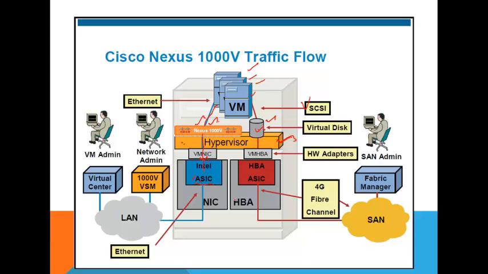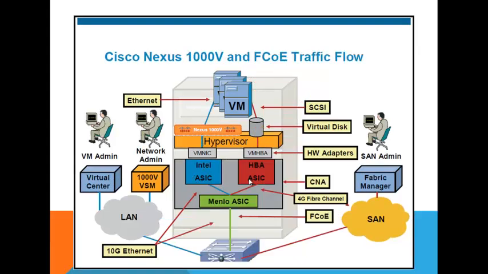There is a name for this, wait, okay, here it is. It is called Menlo ASIC. This is actually a chip. So this is one single card which has the capability of both HBA as well as data. It need not always be Intel. It can take the Ethernet traffic, and it can also take the fiber optic traffic.